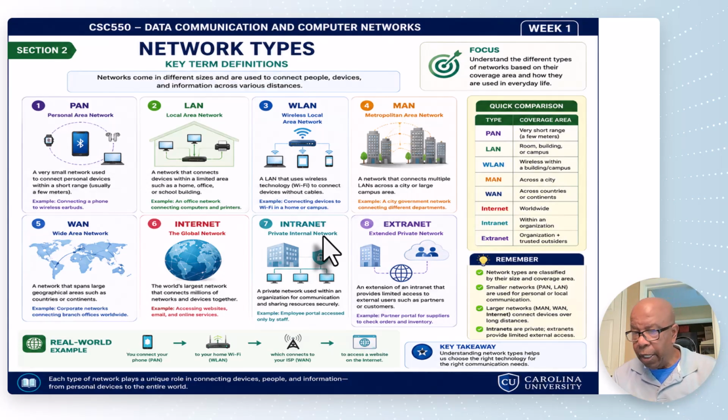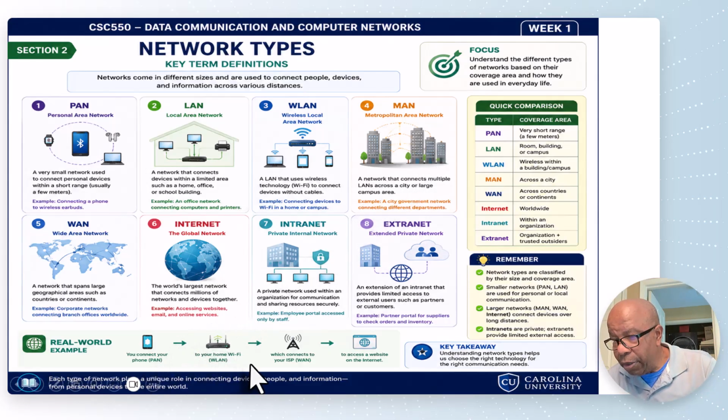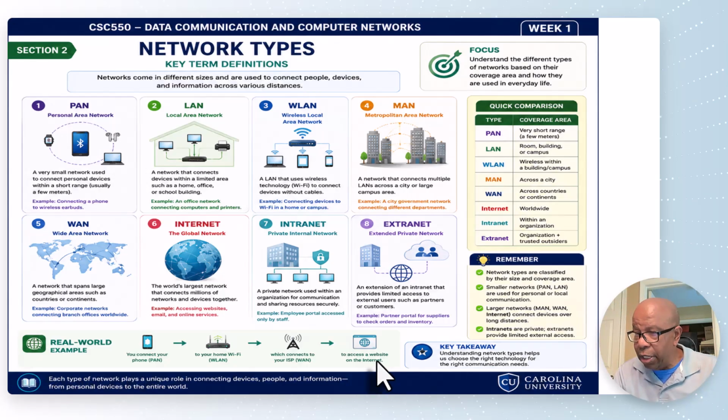So, real world: you connect your PAN to your home Wi-Fi via WLAN, which connects to an ISP, which is a WAN, which accesses a website, which is the internet. So that's kind of how the real world flows. There will be some questions in the homework that ask you more about where you would see what. So be prepared for that.